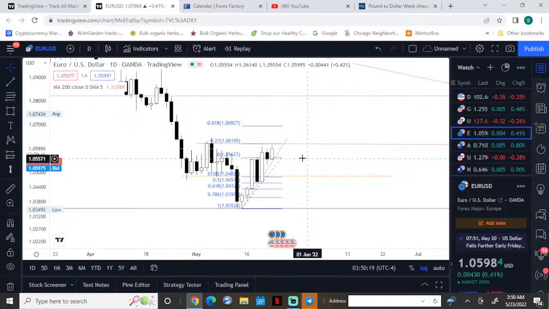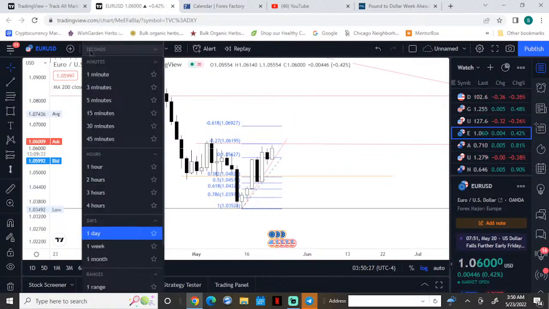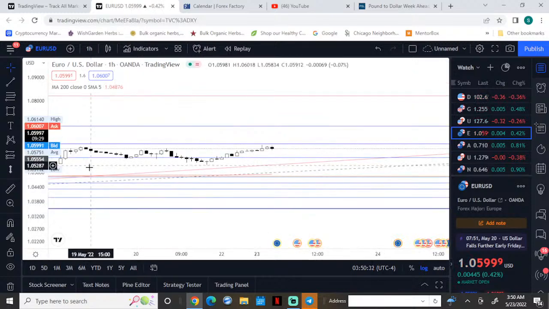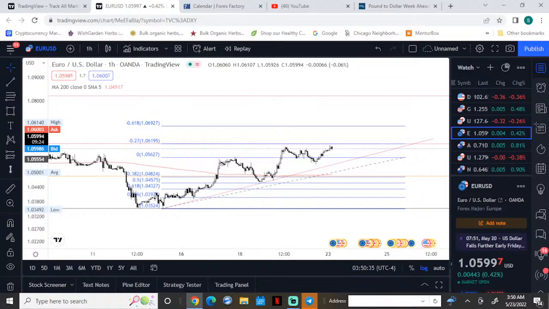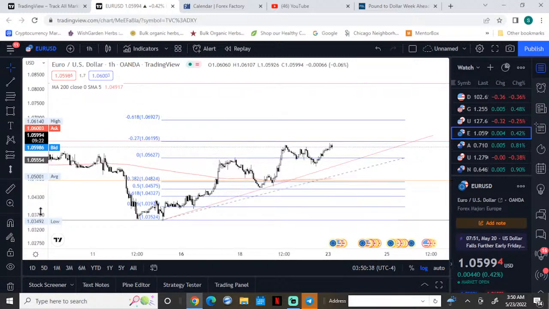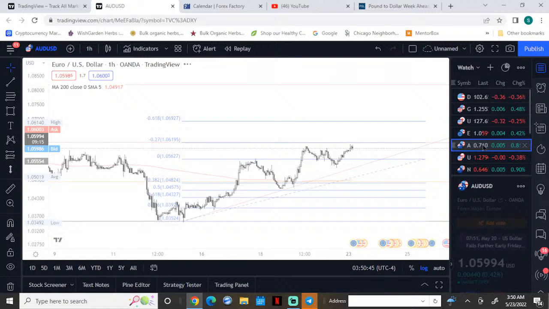Yep, but I'm gonna wait. We're gonna wait for price to break this area. I'm gonna leave that right there. So currently, I do want to see a buy on EU.